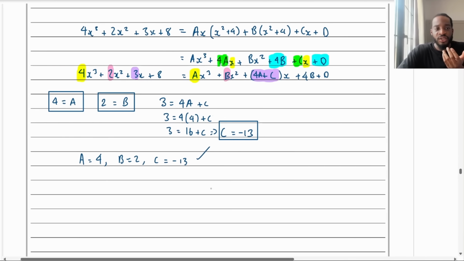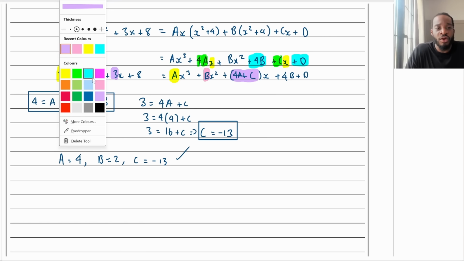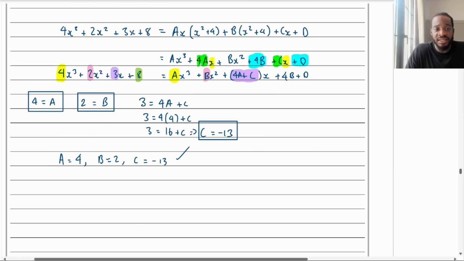So to do that, let me just zoom out a bit. So to do that, we just continue, right? What is the constant term on the left-hand side? The constant term is an 8. It's a plus 8. The constant term on the right-hand side is 4b plus d. So that must mean that the 8 must equal the 4b plus d.